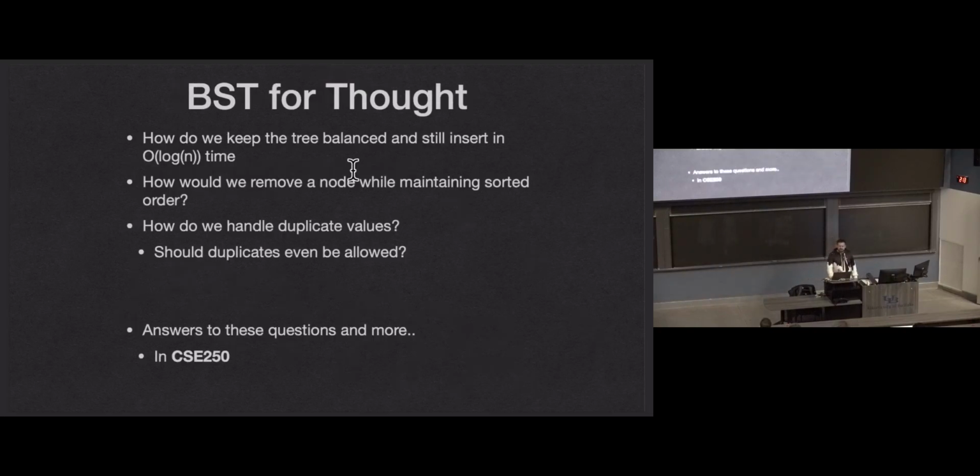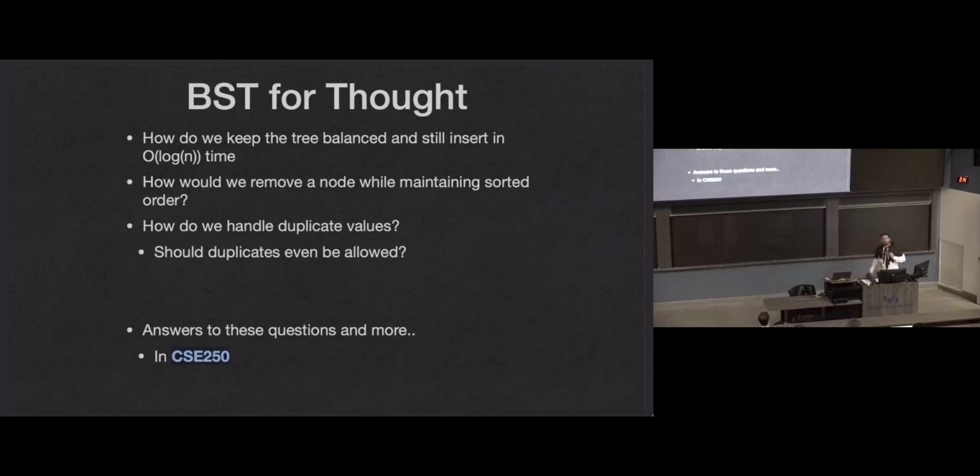So how would we insert into a tree and keep it balanced as we're inserting, no matter what order we insert in? And something we don't really talk about in 1.16, but how would we remove a node and maintain the sorted order and maintain the balanced property of the tree? And then duplicates also is always a concern. How do we handle the duplicates is always a good question. So all these questions and more, CSE 250's got you covered.